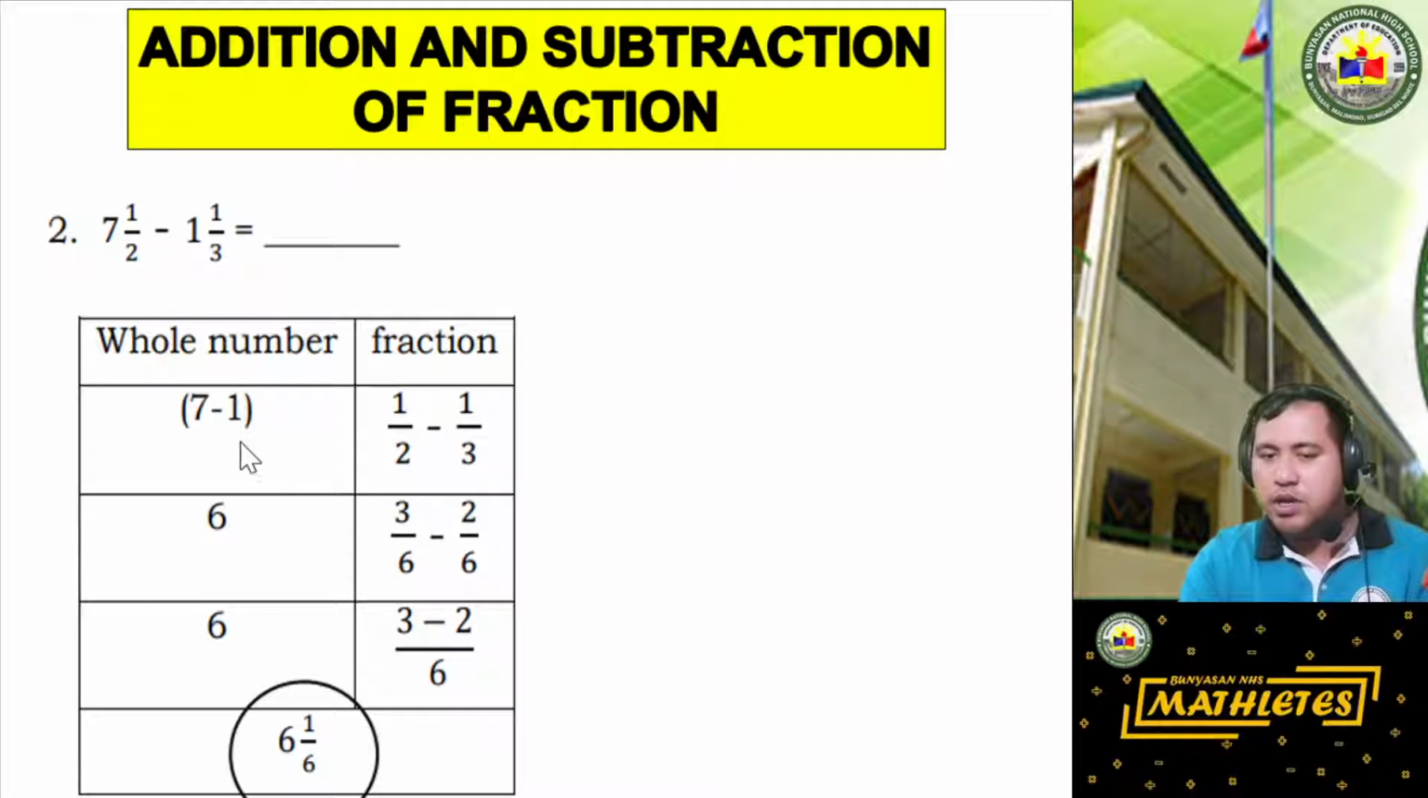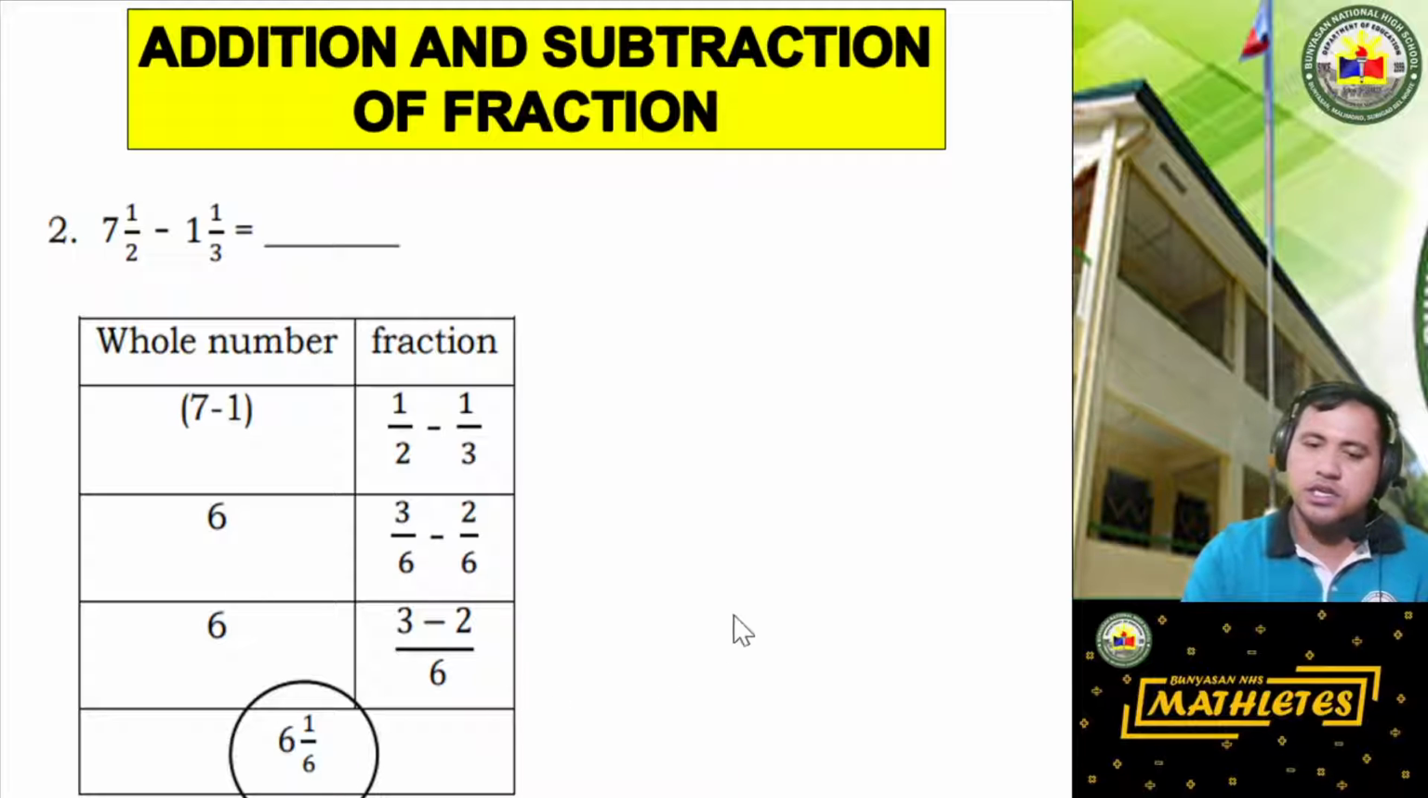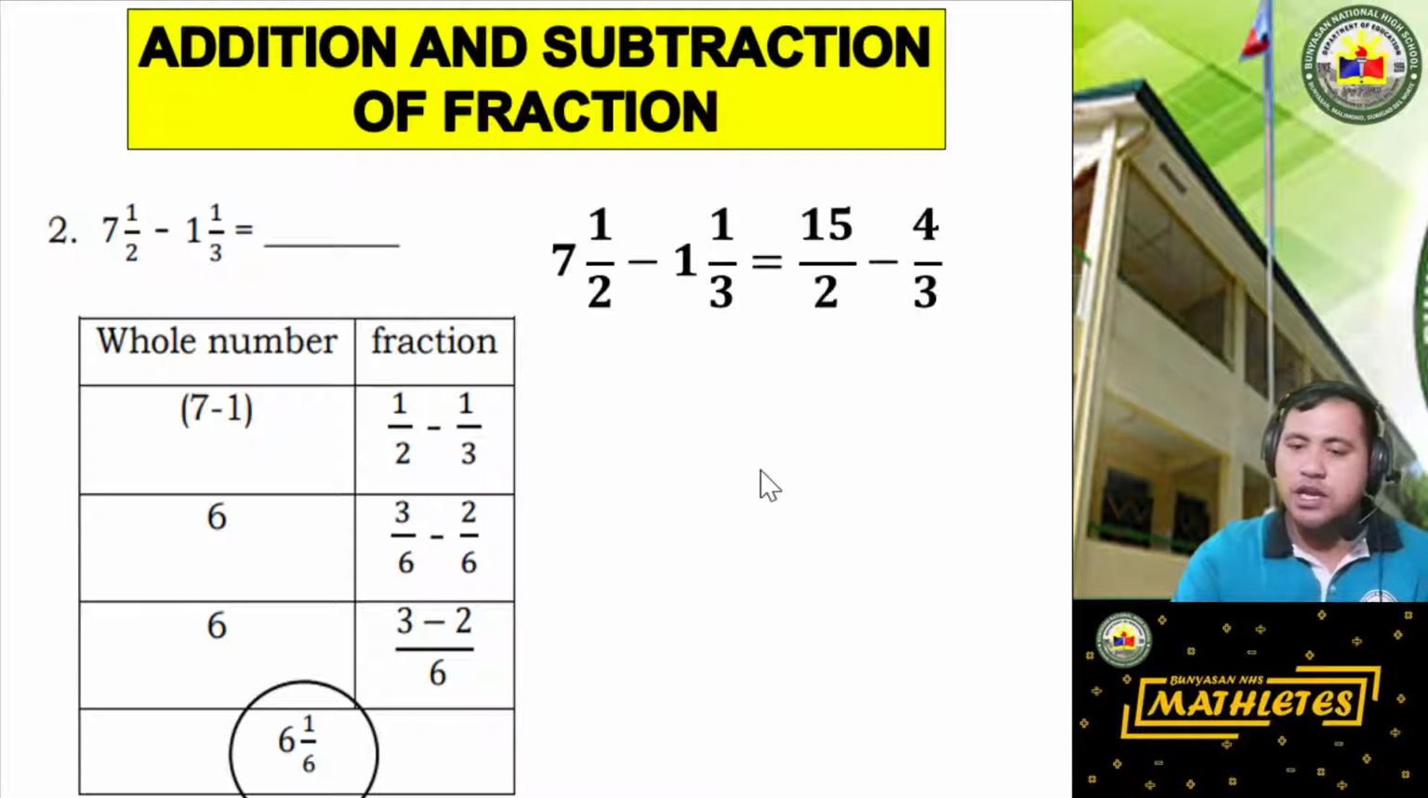Then, the whole number is 7 minus 1. We have 6 and 1/6. Okay? Pero, yung trick natin ito. From this given, 7 and 1/2 minus 1 and 1/3 is equal to 15/2 minus 4/3. 15/2 si 7 and 1/2. Then 4/3 si 1 and 1/3.